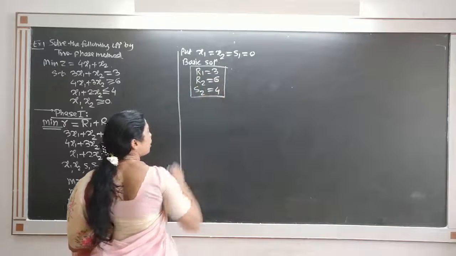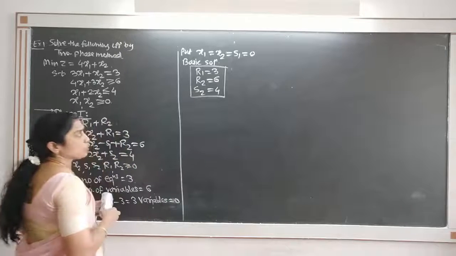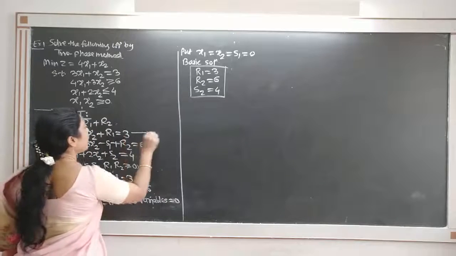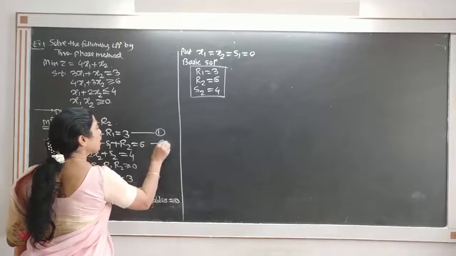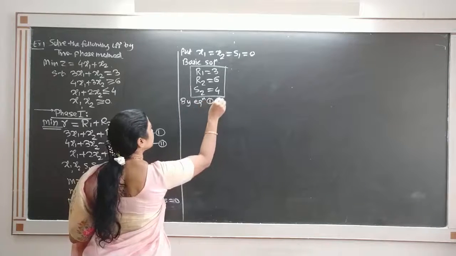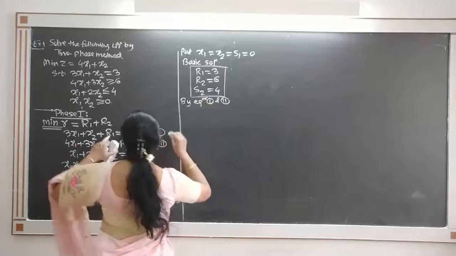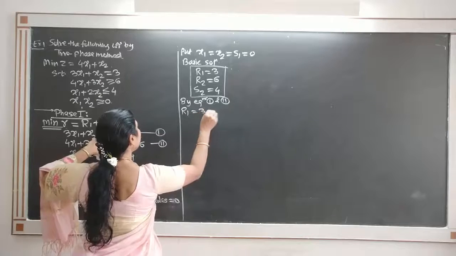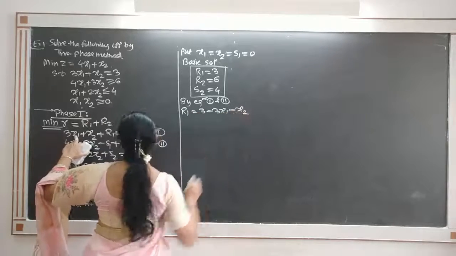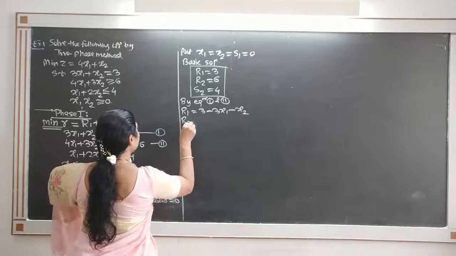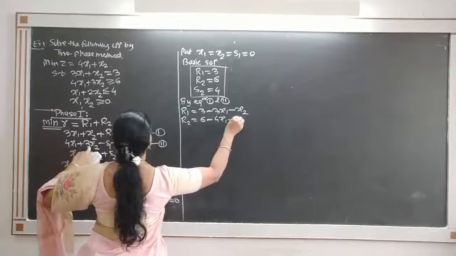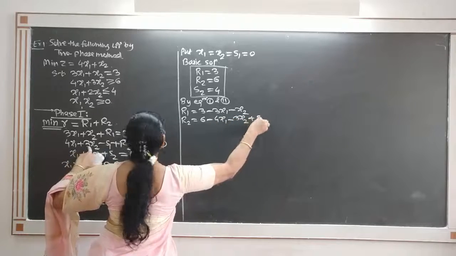Because r1 and r2 are the basic variables which are present in the objective function, we will find the values of r1 and r2 by equations 1 and 2. So by equations 1 and 2, we get r1 equal to 3 minus 3x1 minus x2 and r2 equal to 6 minus 4x1 minus 3x2 plus s1.